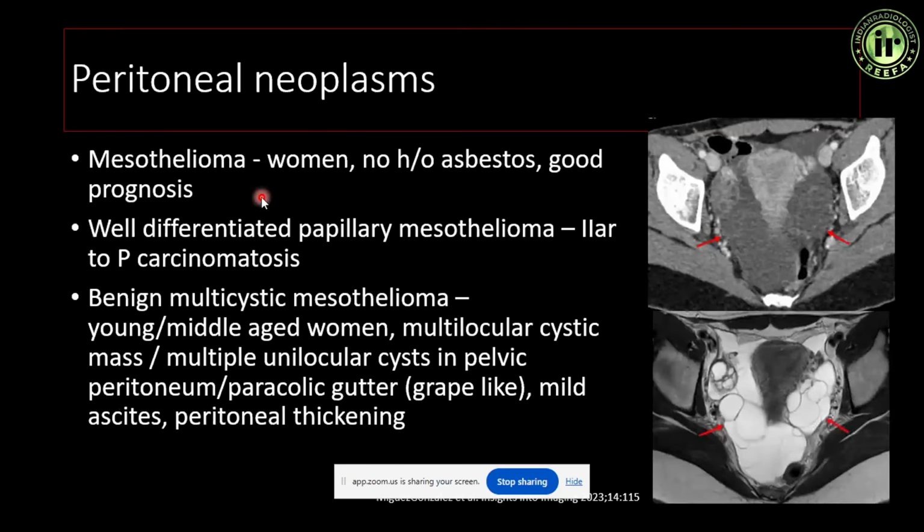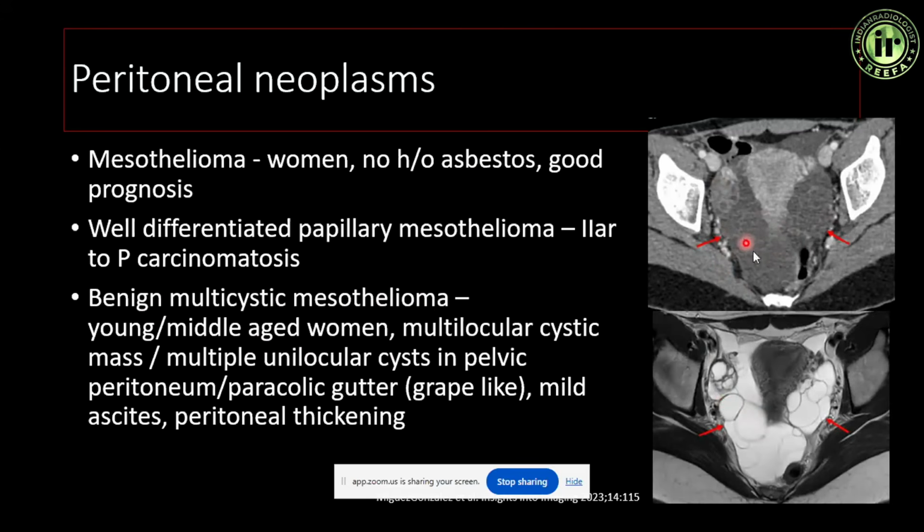of malignant mesothelioma. The other two types of mesothelioma are the well-differentiated papillary mesothelioma, where again your imaging appearance is similar to peritoneal carcinomatosis, or benign multicystic mesothelioma. Both of these affect women more, and they have a better prognosis, and there is no history of asbestos exposure. In the benign multicystic mesothelioma, you can have multilocular cystic involvement in the pelvis, and note that the ovary is separate from this lesion.